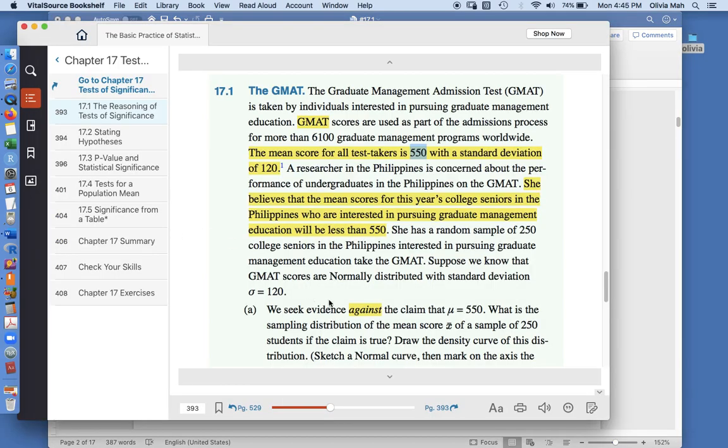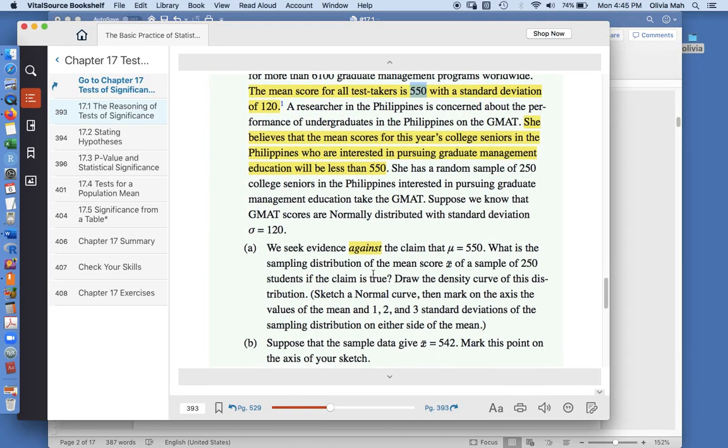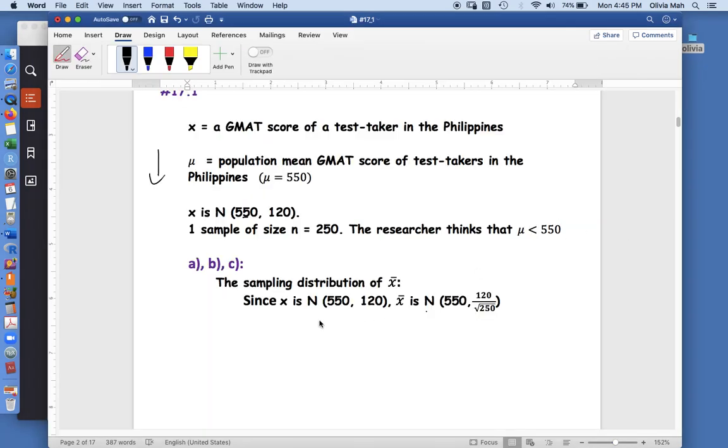Subpart A asks you for the sampling distribution of the sample mean. So X is normally distributed, so X bar is also normally distributed. And the center of all sample means is mu. The standard deviation of all sample means is sigma divided by the square root of n. So sigma divided by square root of n, this number actually is 7.589. So let's round off to 7.59 for calculation.